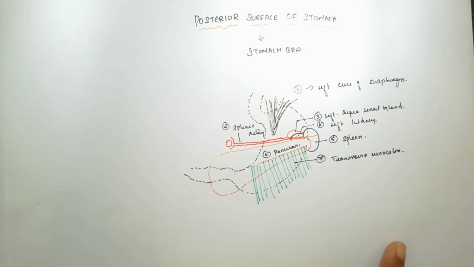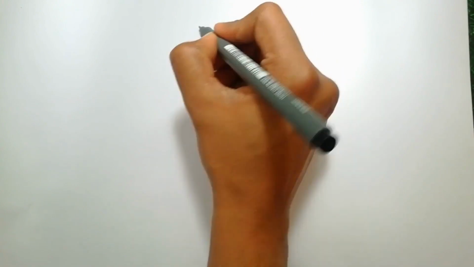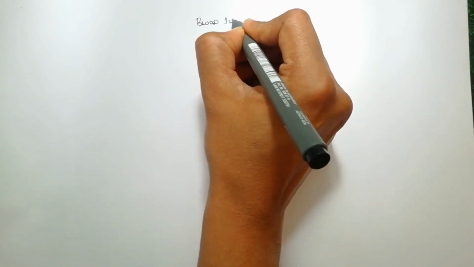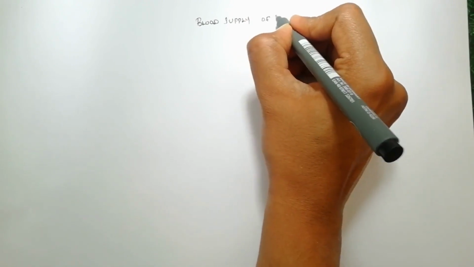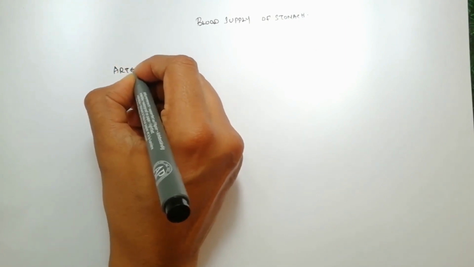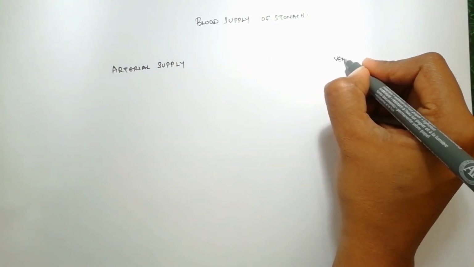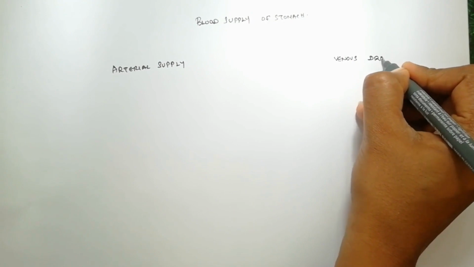So now we will move on to blood supply of the stomach. These are the details of surface and the relations of the stomach. Now we are going to see details of arterial and venous drainage, that is blood supply of stomach. So now we are going to see about blood supply. If you are seeing, we have got 2 things to deal with. One is arterial supply, and then we have got venous drainage. So now talking about arterial supply. First we have got arterial supply.